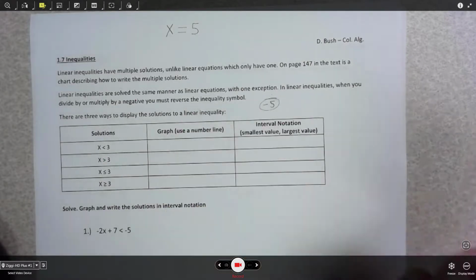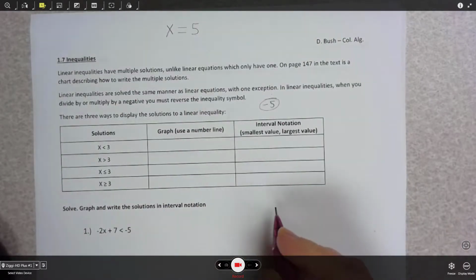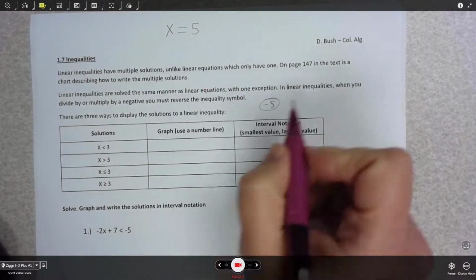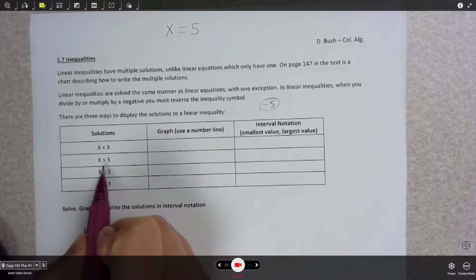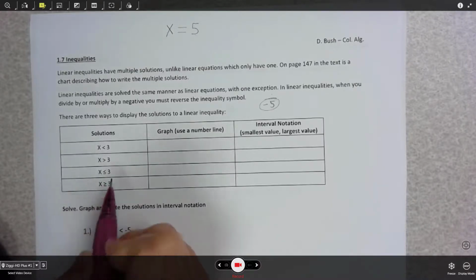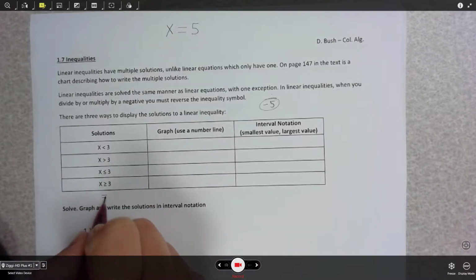Alright, so if we think about what the inequality symbols are, they look like these: less than, greater than, less than or equal to, greater than or equal to, and the other one would be not equal to.